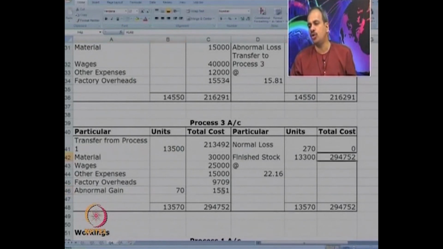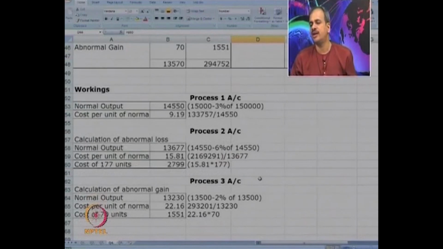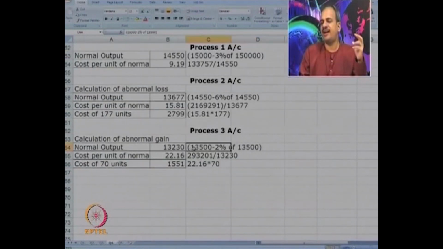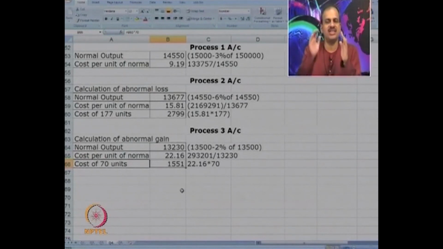Okay, the amounts we don't know, we have to calculate the rate. You can look at the working. So 13,500 minus 2%, my normal output was 13,230, but actual output is 13,300. So there is a gain of 70. So the cost of normal output we first calculate: 293,201 divided by 13,230. So 22.16 is the rate. The cost of 70 units comes to 1551. Got it? So this is the gain now.